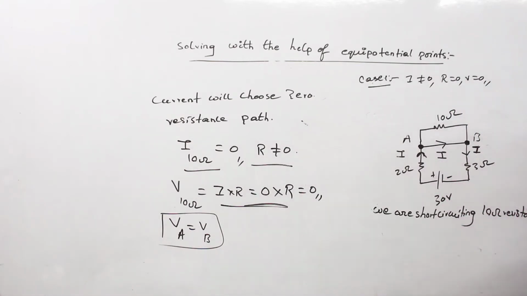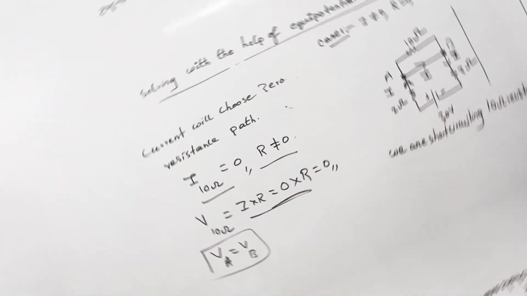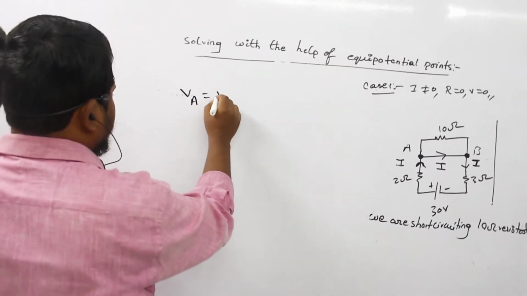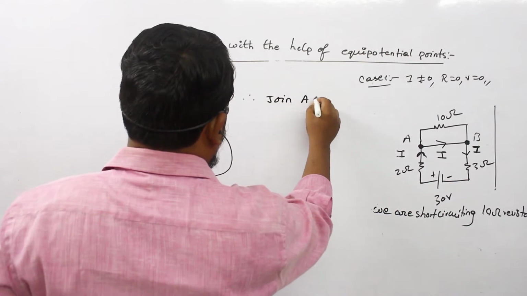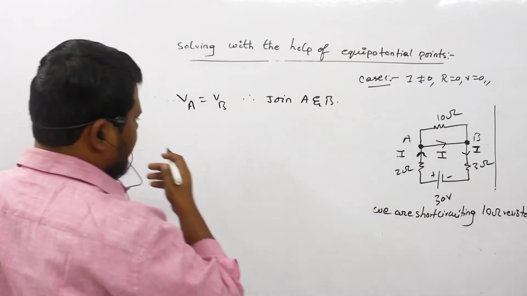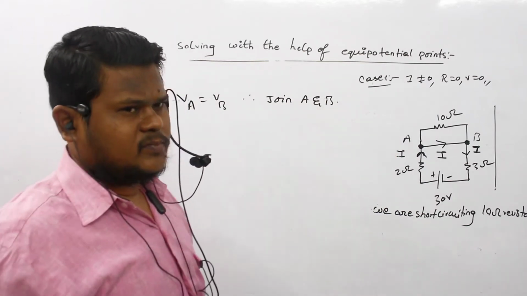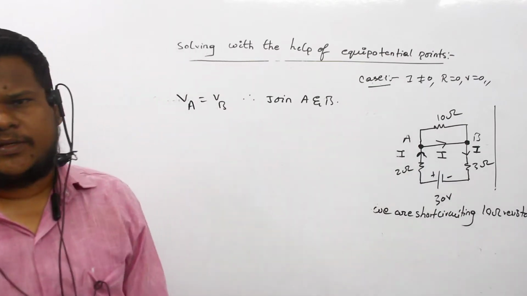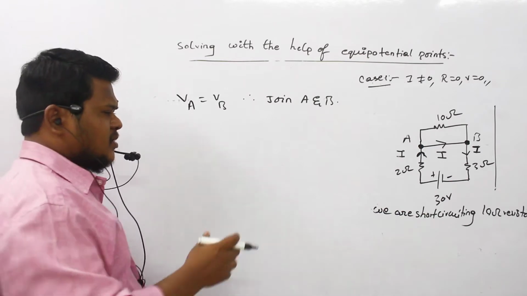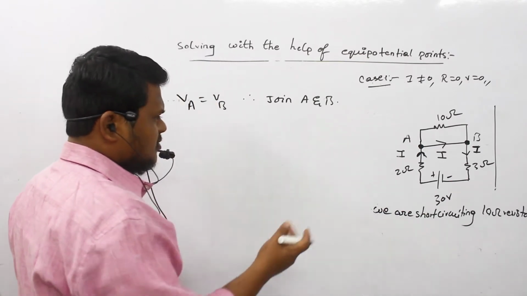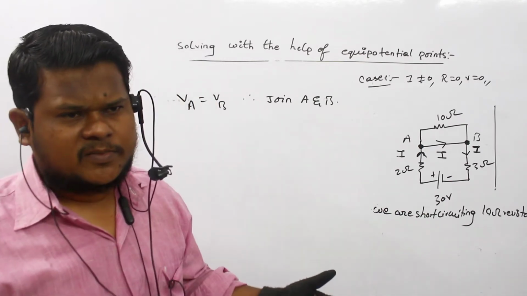So what I can do now is, see what we are doing here. First make a note up to here, then I will write the reasoning here. Potential at point A is equal to potential at point B. Therefore, join A and B. If I join A and B, will anything happen? Come on, you should answer, all of you. No, nothing is going to happen because both points are at the same potential.